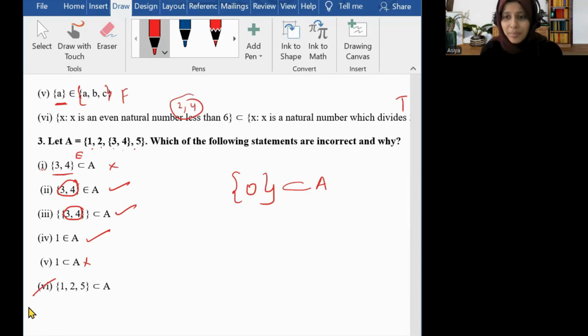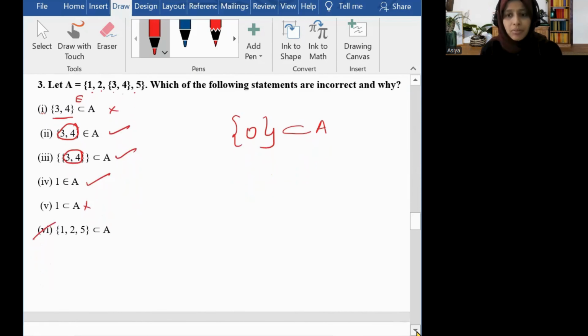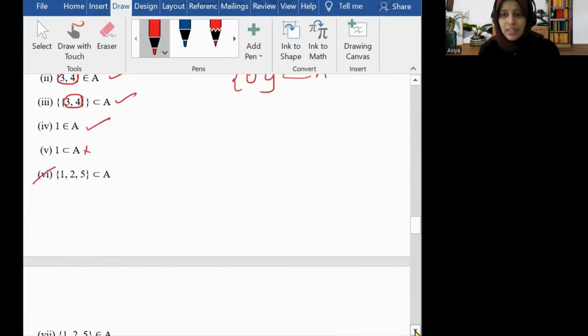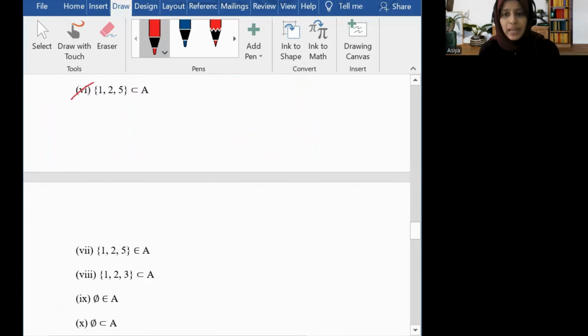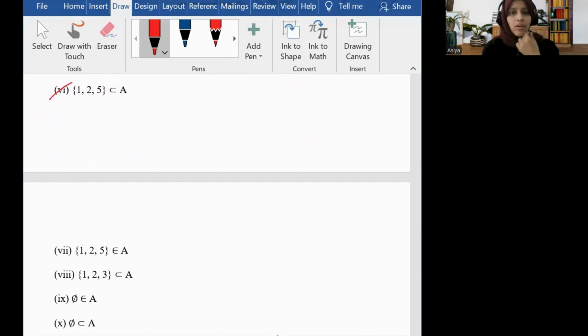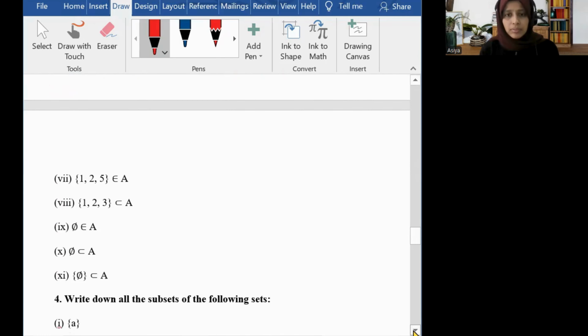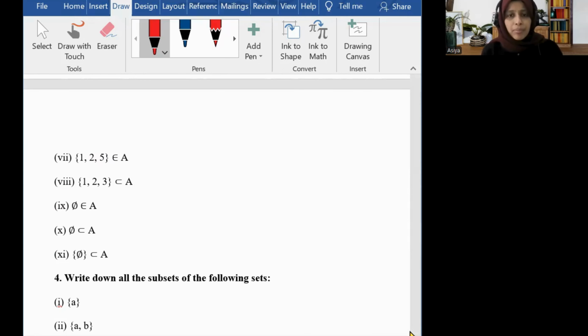I think I've almost done all the problems from this bit. In case you're not understanding, please leave comments below if you need help with any of the problems. Moving on, we have a few more problems here. Third bit, seventh one. {1, 2, 5} belongs to A? When I say belongs to, I will have to write it in the form of elements. I cannot write it in the form of a set. It is not the correct way of representation.